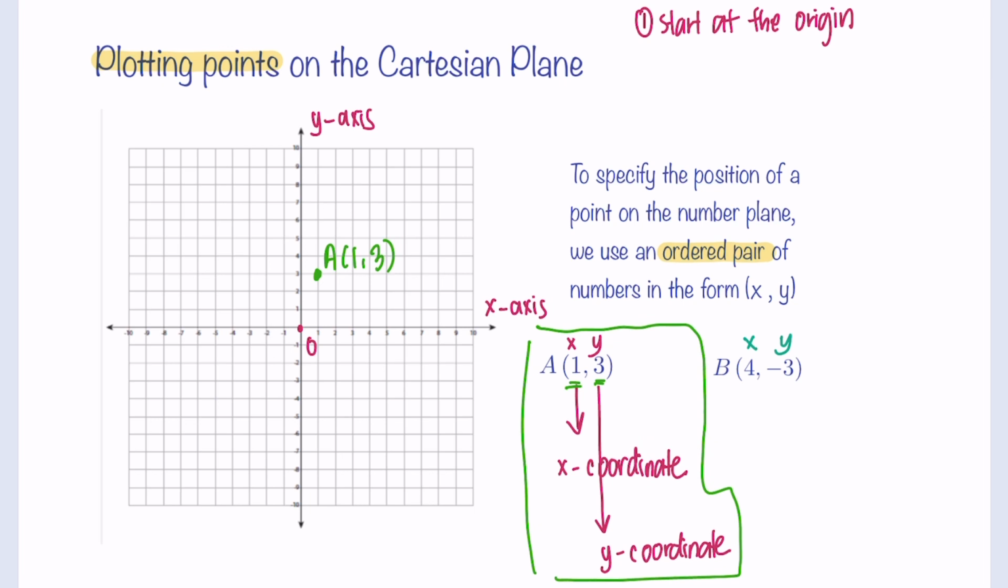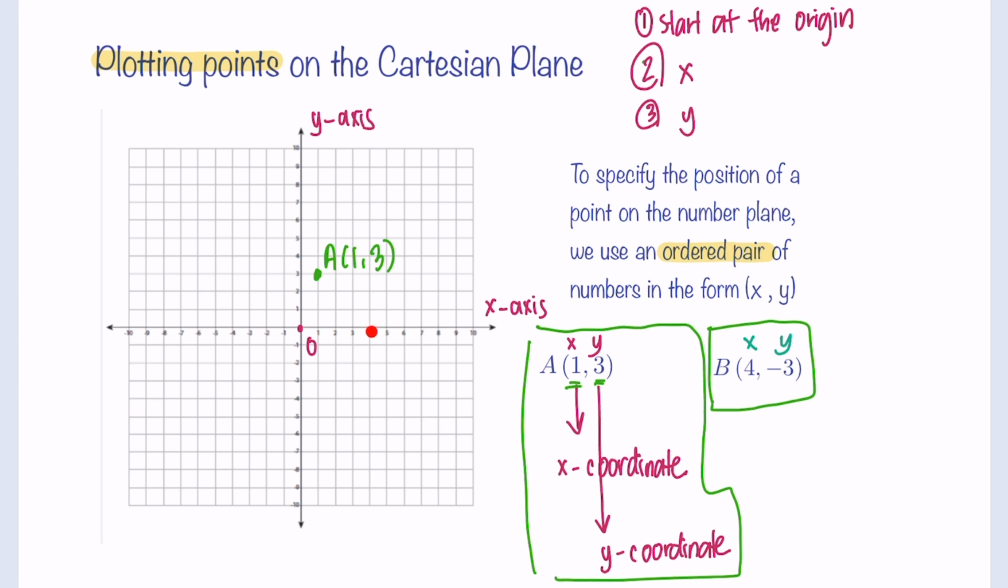Let's plot B now. B has the x coordinate of 4 and the y coordinate of -3. So always starting at the origin, step 2 would be to plot on the x, and step 3 would be to plot on the y. And so starting at the origin, I'm right here. I need to be moving 4 steps on the x. +4, so it means I need to move towards the right 4 steps right here. So I'm sitting here at the moment.